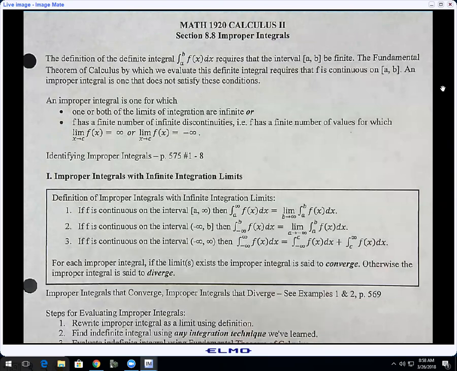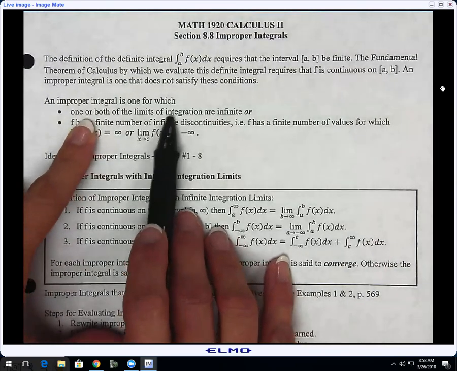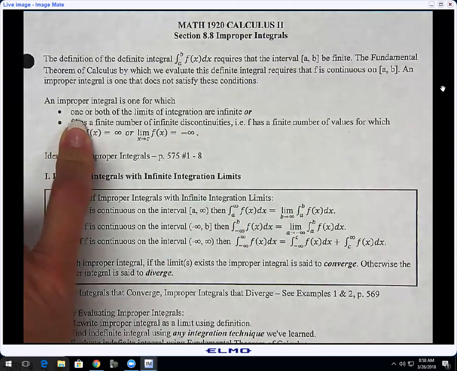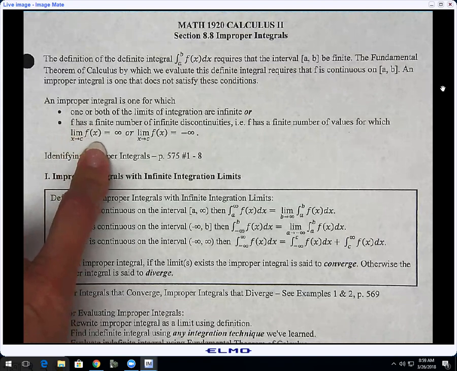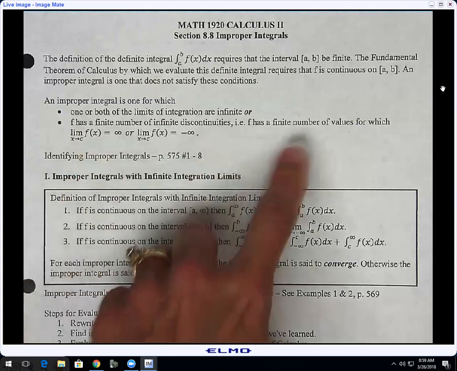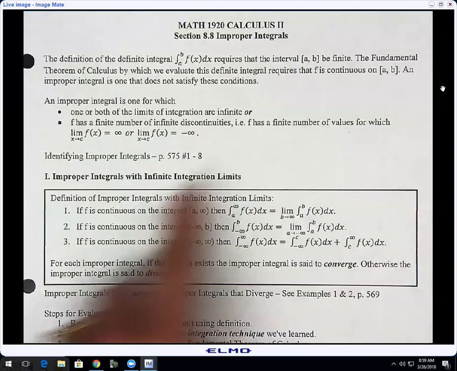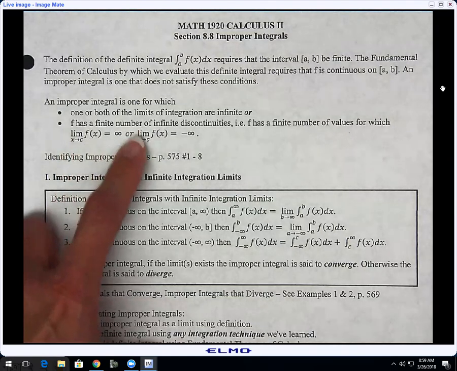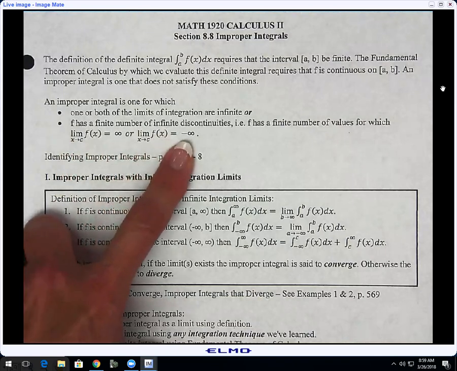So an improper integral is one for which one or both of the limits of integration are infinite. Either the lower limit is going to be infinity, the upper limit is going to be infinity, or both are going to be infinity. Or f has a finite number of infinite discontinuities. That's the most fun phrase today. A finite number of infinite discontinuities. That means f has a finite number of values for which the limit as x approaches c of f of x is infinity, or the limit as x approaches c of f of x is negative infinity.